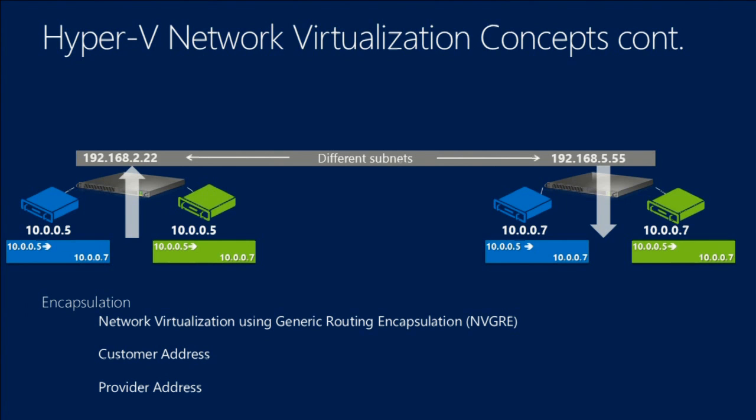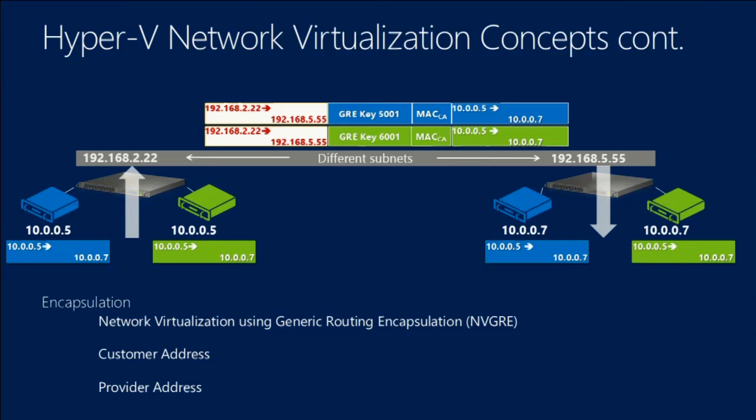Now, without HNV, this routing is impossible, right? Because if they have exactly the same IP address, how do you route such traffic? How do you differentiate the packets on the wire? So that's why we use the overlay method. We use packet encapsulation, and we call it NVGRE. What NVGRE does is encapsulate the tenant's, the customer's address. It's the inner packet. And then it puts the provider's host address on top of it in the outer packet.